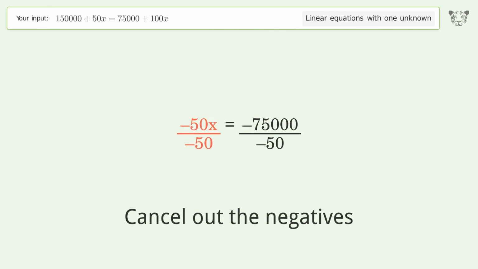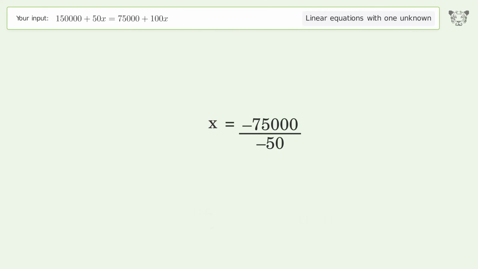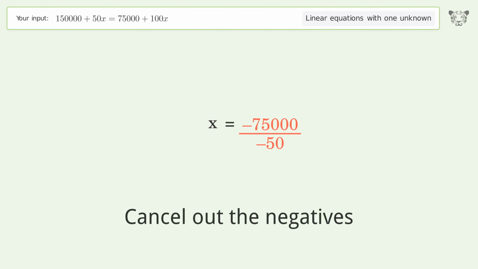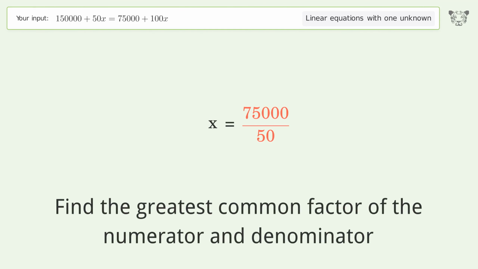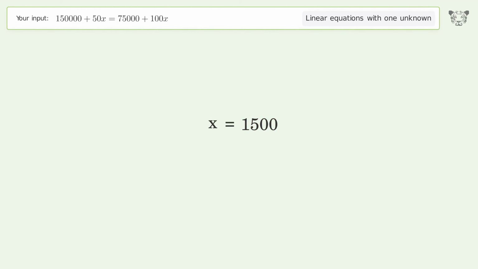Cancel out the negatives. Simplify the fraction. Cancel out the negatives. Find the greatest common factor of the numerator and denominator. Factor out and cancel the greatest common factor. And so the final result is x equals 1500.